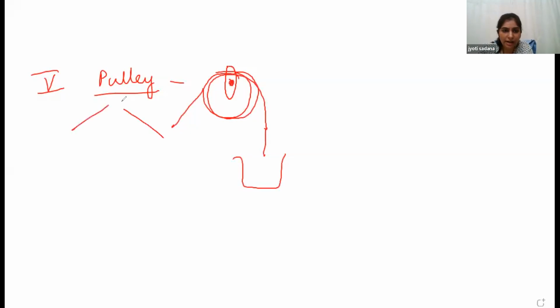Now in pulleys, there are two types. One is known as the fixed pulley. The other one is known as the movable pulley. In the fixed pulley, this axle is fixed with the wheel. That is a fixed pulley. In the movable pulley, the axle also moves along with the wheel. That is known as the movable pulley.